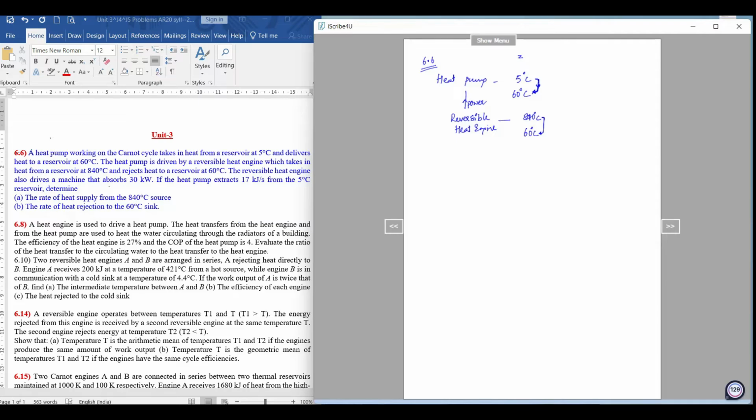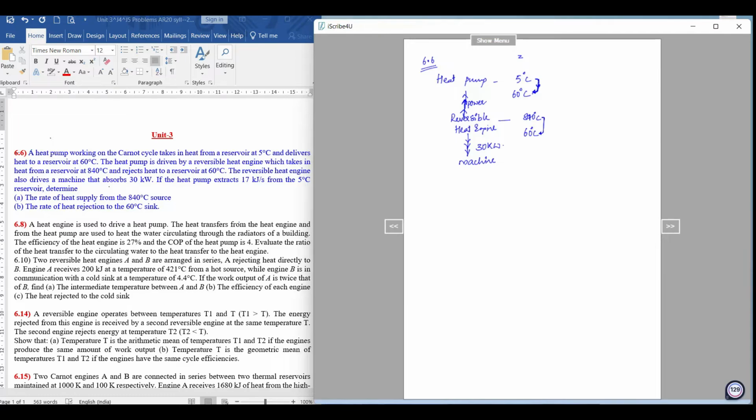So this particular reversible heat engine is giving power to the heat pump, as well as to some other machine. How much energy is it drawing? 30 kilowatt. This is our problem here.